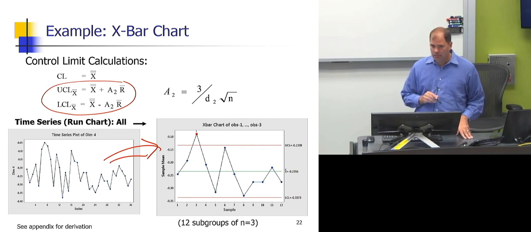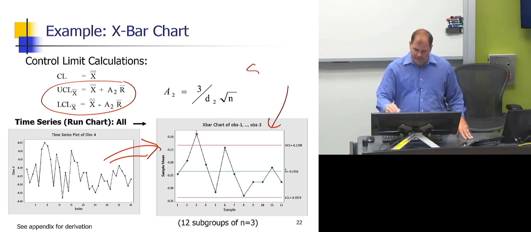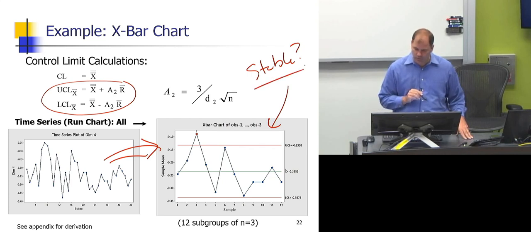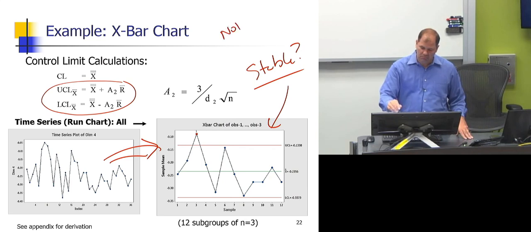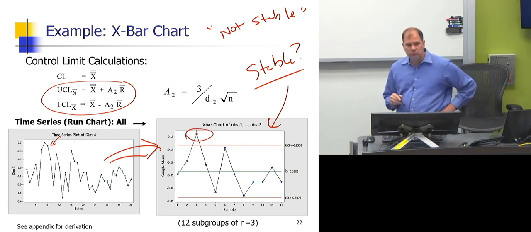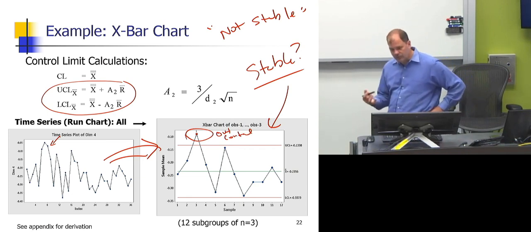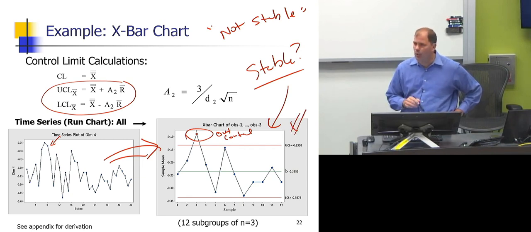In this chart, I said, is this stable? It was hard to interpret. In this chart, if I ask you, is this process stable, what would you conclude? Yes or no? You would conclude not stable. Based on? This out of control condition. Hopefully you're seeing that this is going to be more objective.